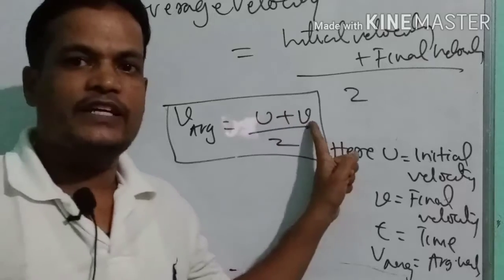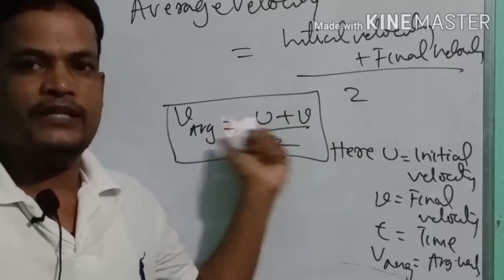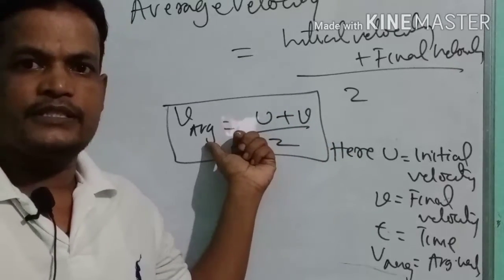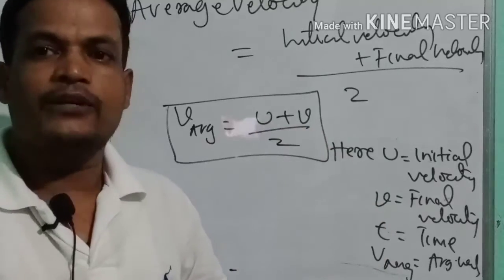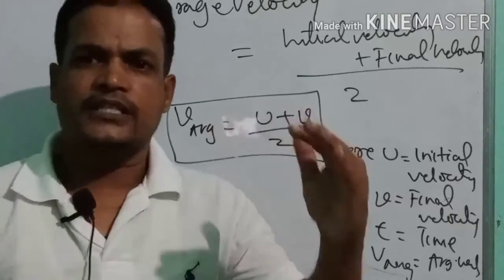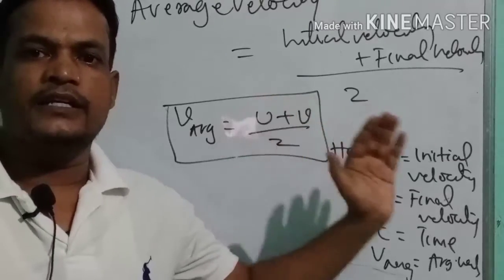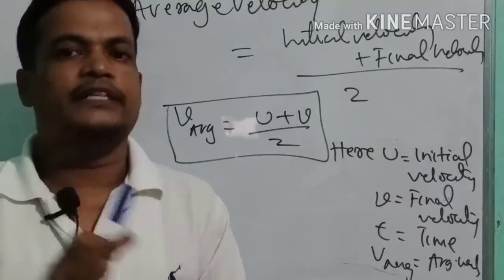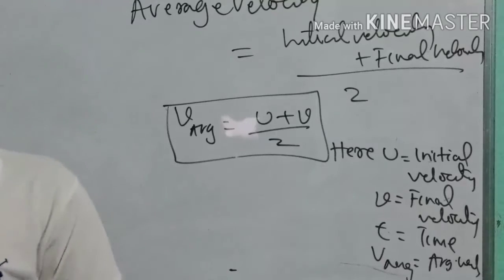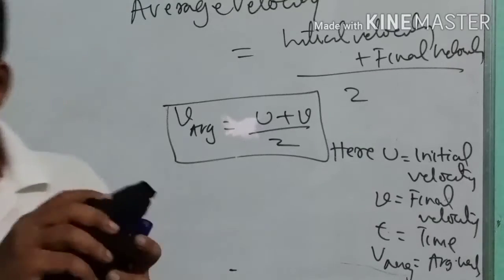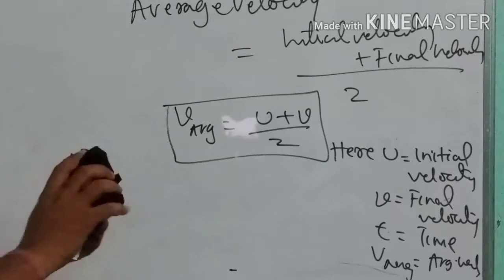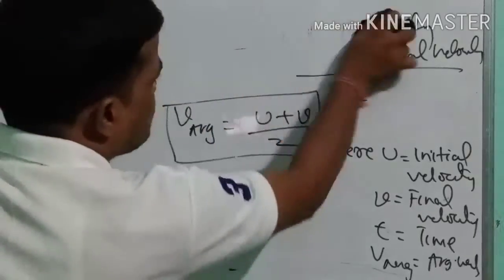So this is the formula: initial velocity plus final velocity by 2 gives us the average velocity. Keep it in mind, when we calculate the average velocity, you just add the two velocities, the initial velocity and final velocity, and divide by 2. So see, let us calculate. Number 1 formula.